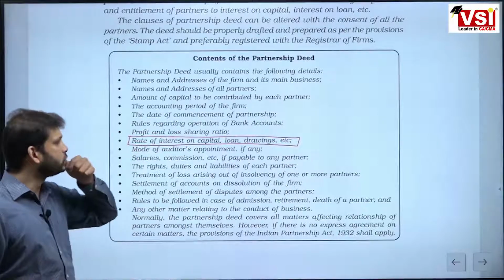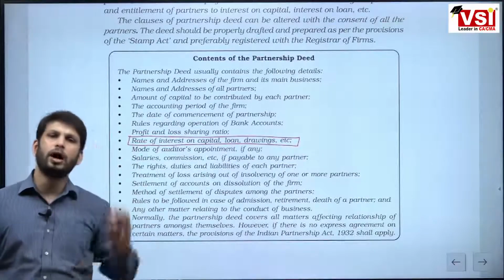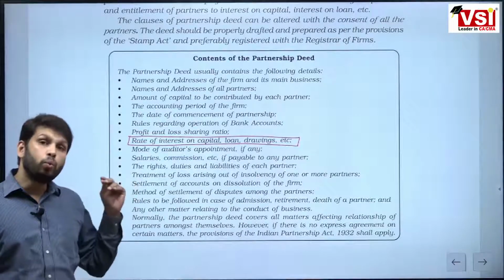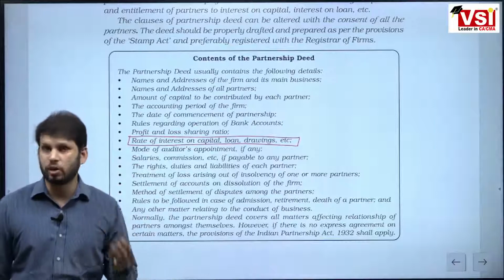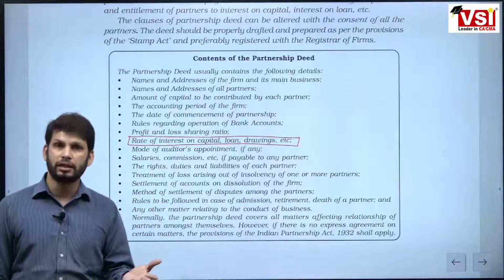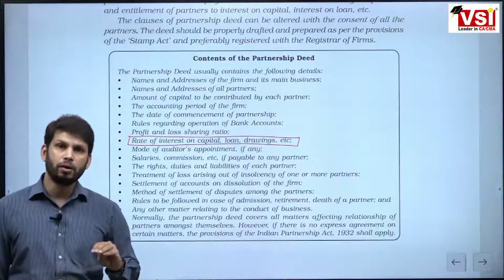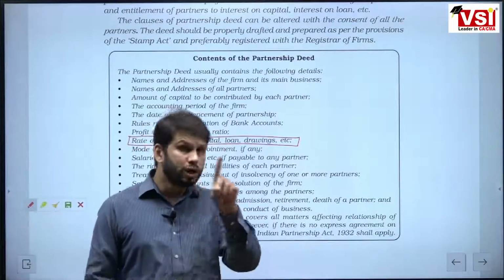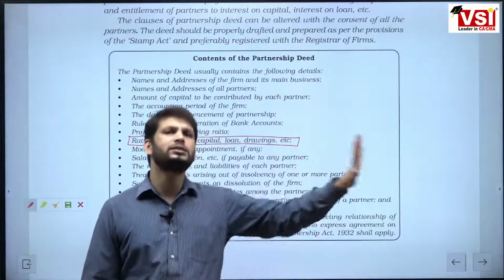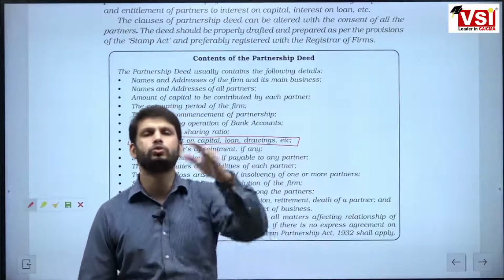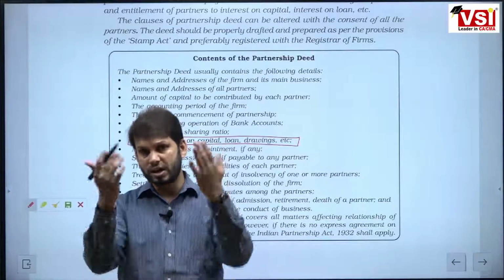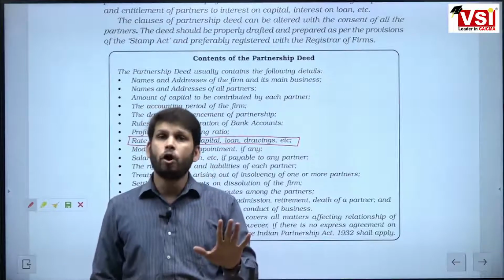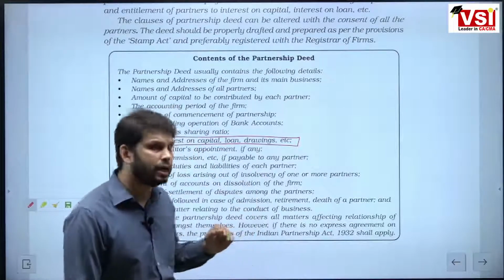So rate of interest on capital: if the partners are investing their money, their capital, will they get anything or not? The firm, though it's not a separate legal entity, is an artificial person. The firm can say to the partners, you are giving me money, I'll give you interest on it. There can also be an option that there will be no interest, we will study it further.